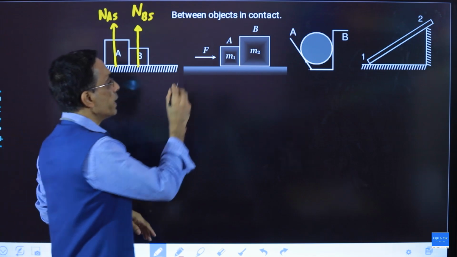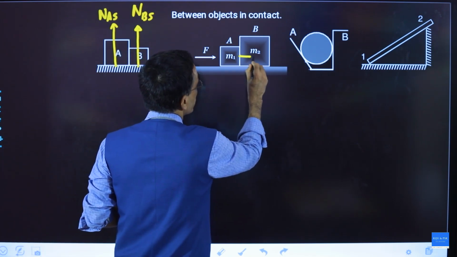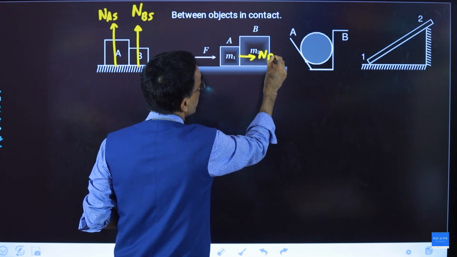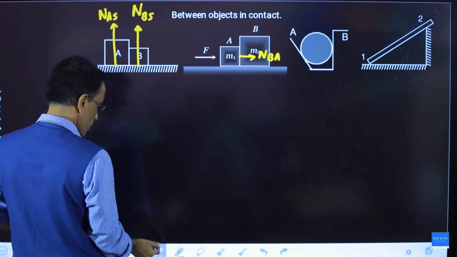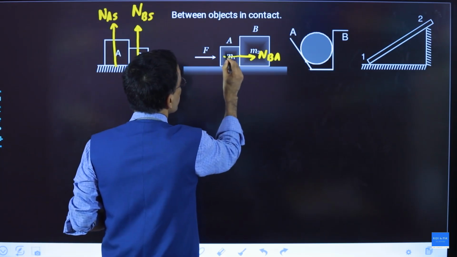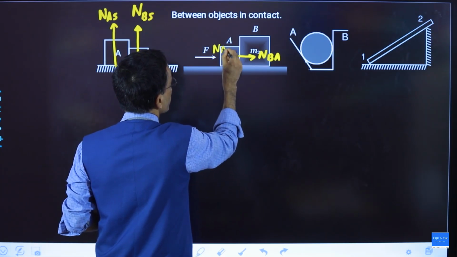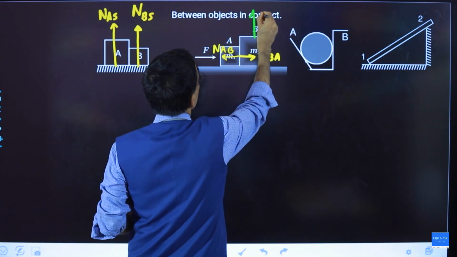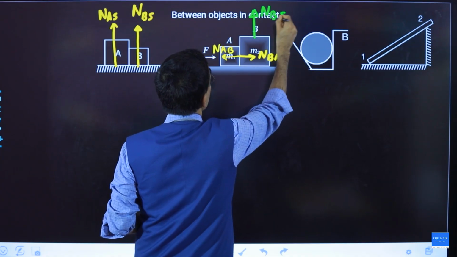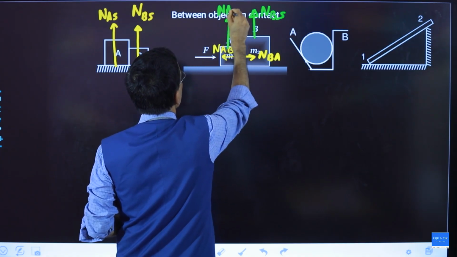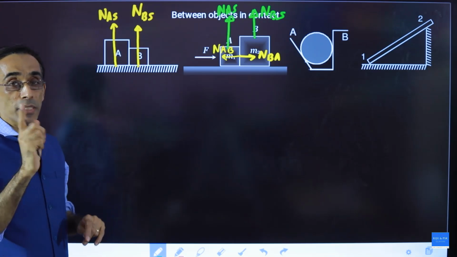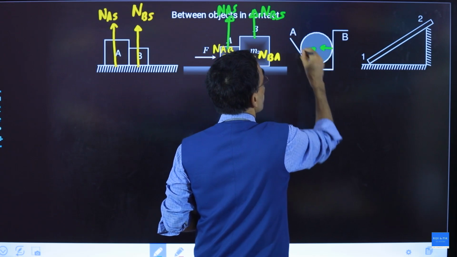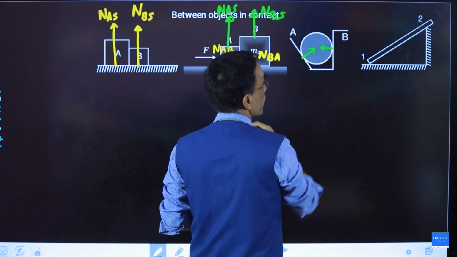In this case, there will be a normal force acting here. We call it a contact normal force. This is normal force on B due to A. And in the backward direction, there will be normal force on A due to B. There is normal force on B from the surface, normal force on A from the surface. Normal means perpendicular. Here, there will be a normal force perpendicular to this area, perpendicular to this area, two of them.